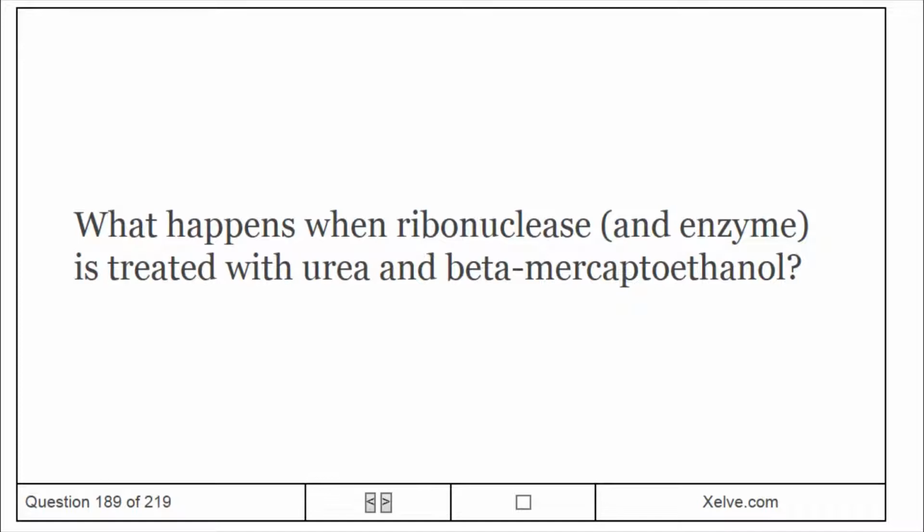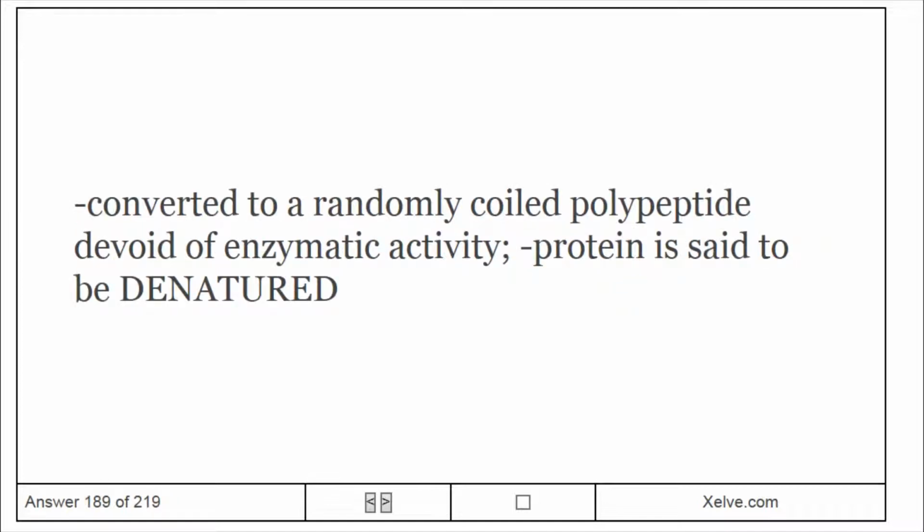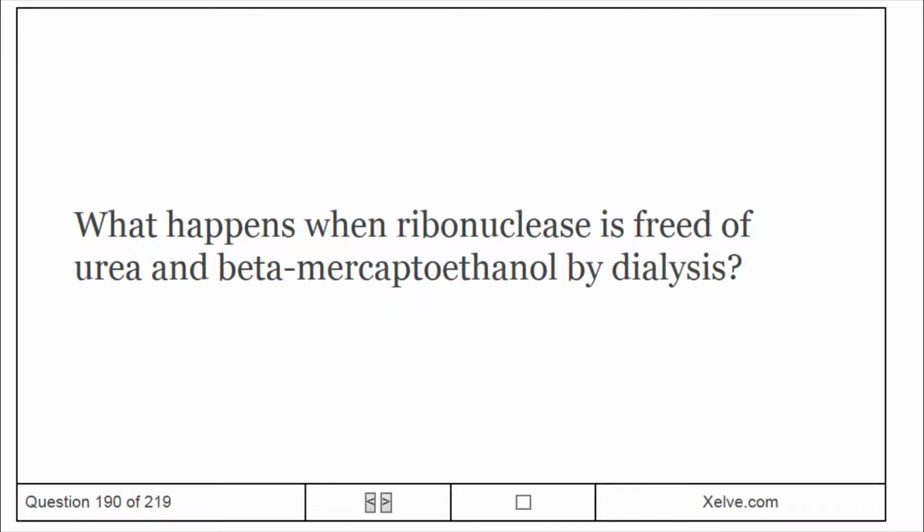What happens when ribonuclease is treated with urea and beta-mercaptoethanol? It is converted to a randomly coiled polypeptide devoid of enzymatic activity. The protein is said to be denatured.